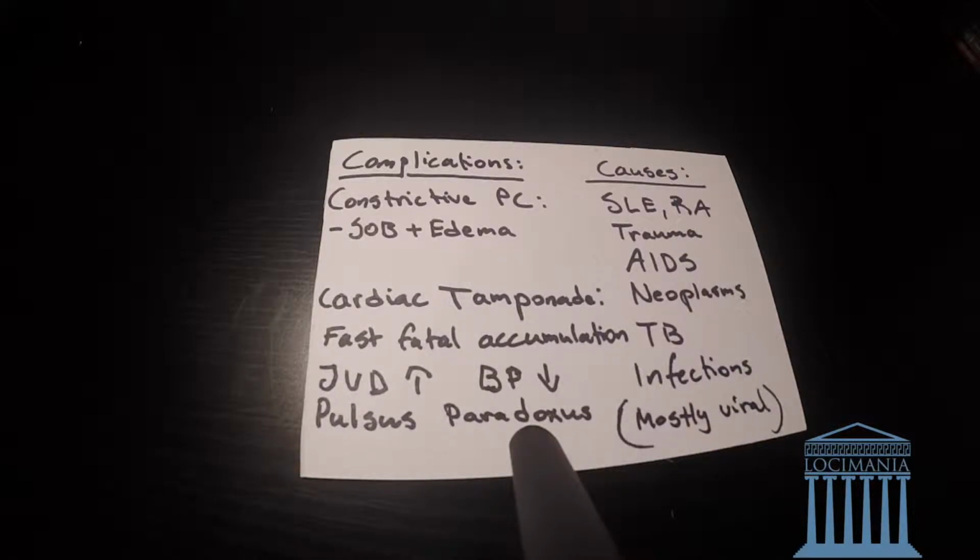It's a fast accumulation of fluid in the pericardium, and you have jugular vein distension, hypotension, and very often pulsus paradoxus. Going to the causes of pericarditis, a lot of things can cause it. Systemic diseases like lupus, rheumatoid arthritis, trauma to the heart, AIDS, neoplasms, tumors. You have tuberculosis, infections, which could be viral, fungal, or bacterial, but mostly viral.